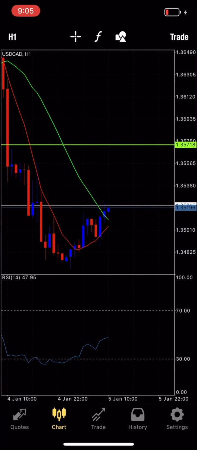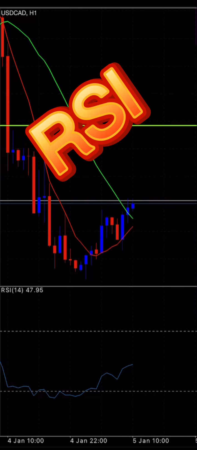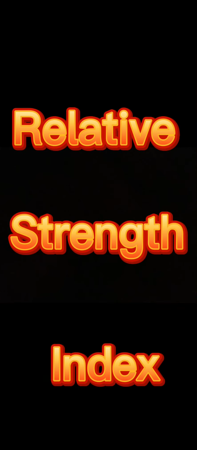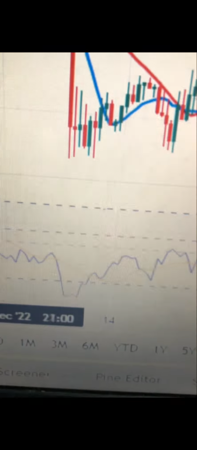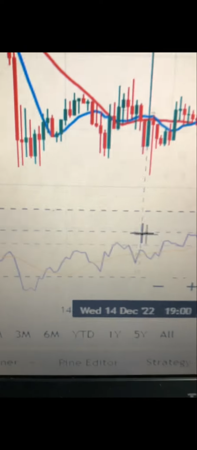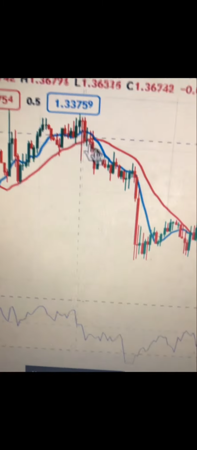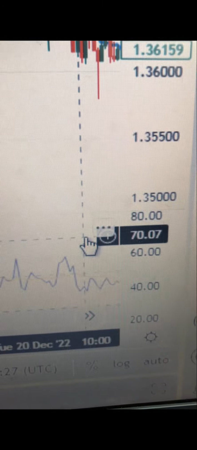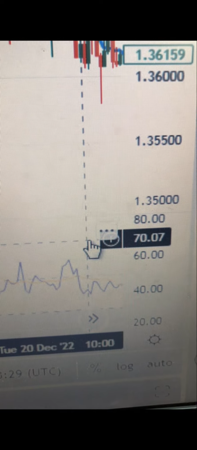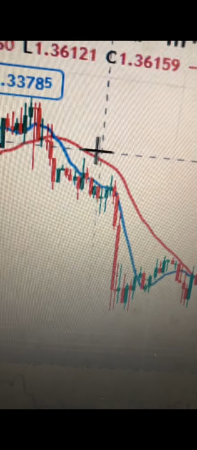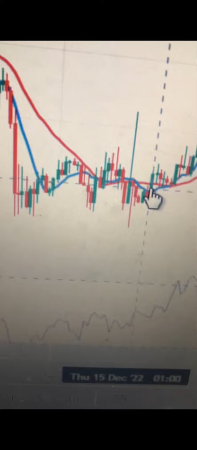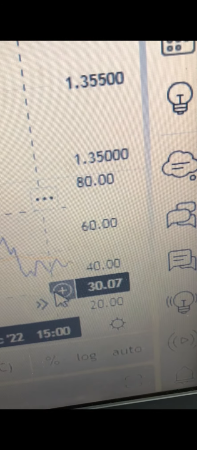Now, the next thing that you can see down here is actually the RSI, or the relative strength index. What this does is that it helps you to find the point of overbought in the market and the point of oversold in the market. Overbought is the point where the market goes up so much that it can't continue to go up further, so price has to fall, and that is represented by the 70 mark on the RSI. And oversold is the point where the market drops so much that it can't continue to drop further, so it comes up, and that's represented by the 30 mark on the RSI.